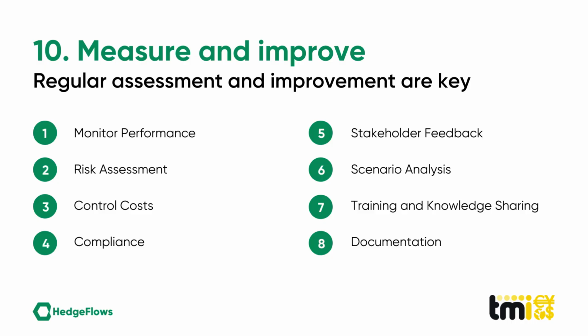3. Control costs. Keep a close eye on the costs of your hedging instruments, exploring cost-efficient alternatives when possible. 4. Compliance. Ensure that your program complies with accounting standards and regulations. 5. Stakeholder feedback. Engage with key stakeholders for insights and alignment with business objectives. 6. Scenario analysis. Test your program's resilience under different market conditions. 7. Training and knowledge sharing. Invest in team training and knowledge sharing to stay up to date. 8. Documentation. Maintain detailed records for transparency and regulatory compliance.